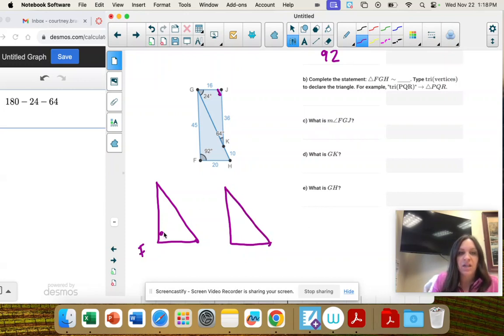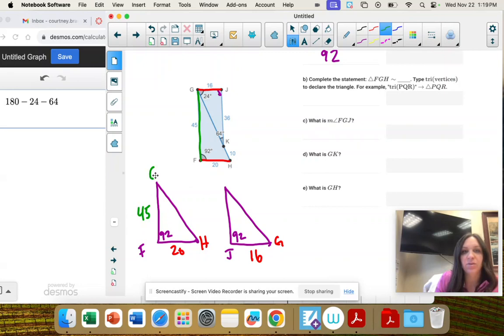So F is 92 degrees, and we just found out J is 92 degrees, right? So if I turn that around, I'm going to have 16 down here between J and G. And then I'm going to have my short side here, F to H, with 20 in between. And then I'm going to take the long side here, that's 45 to G. And here's my long side, 36 to K.